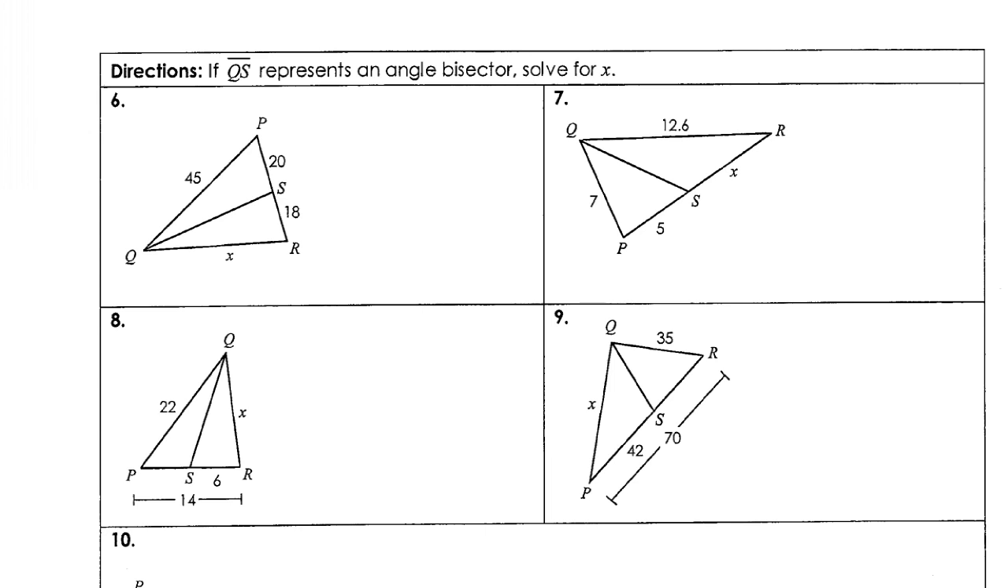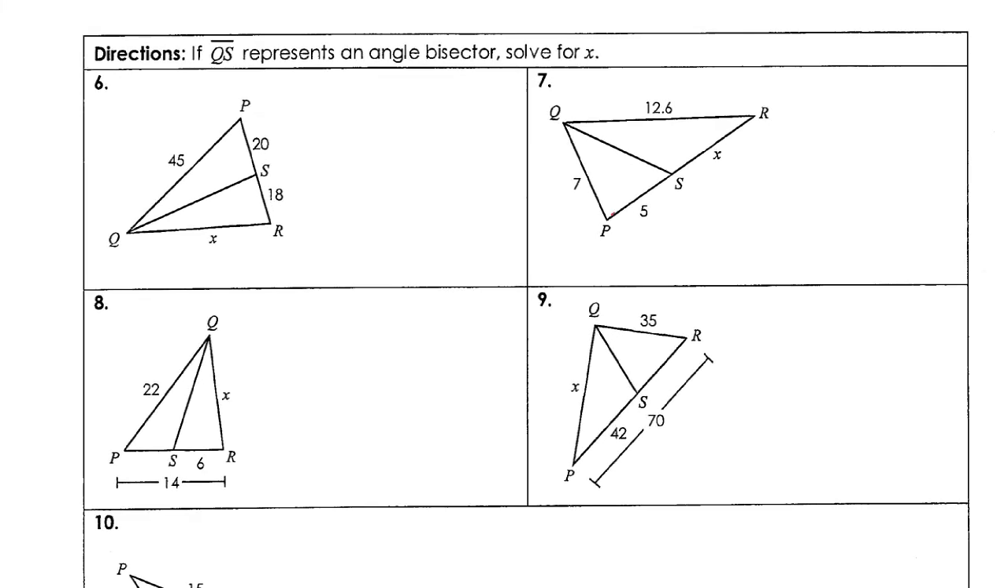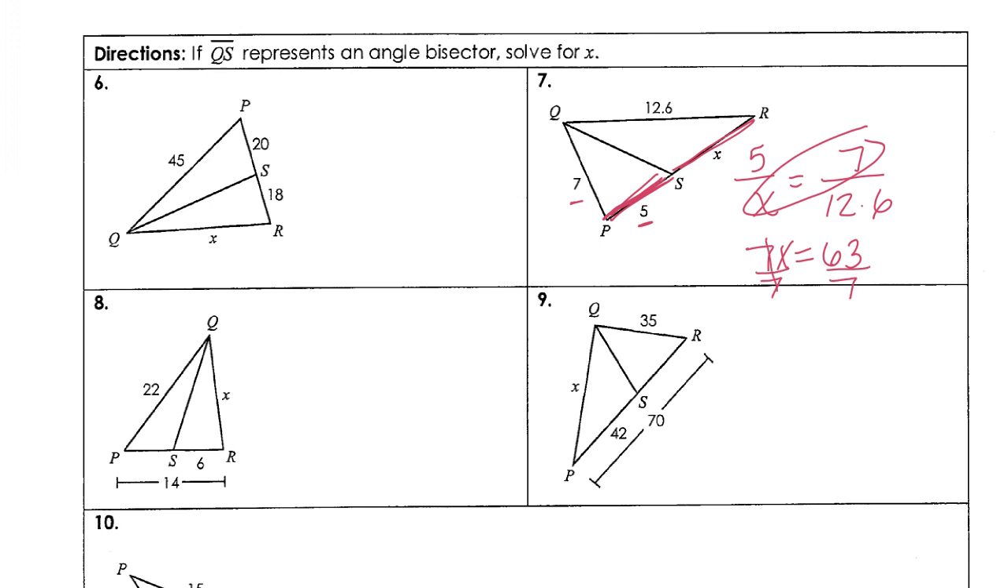All right, so now for these last few problems, it says that segment QS represents an angle bisector, and it wants us to solve. So now it's one triangle getting split into two triangles with that angle bisector, but it's the same idea. Just understand which parts are proportional. So PS is proportional to SR. So I can say 5 goes with X. Since I started with the 5 over here, I'm going to start with the 7. 7 goes to 12.6. Now I can cross multiply. So I get X equals 9.